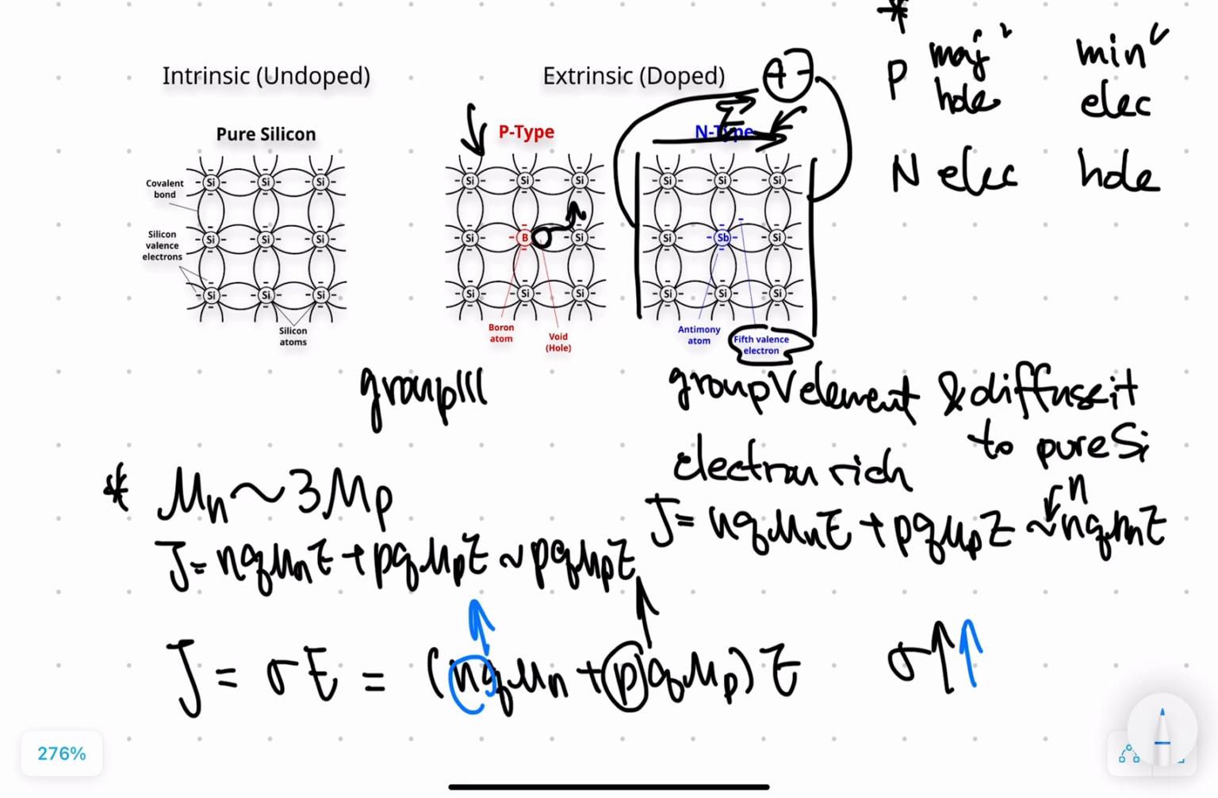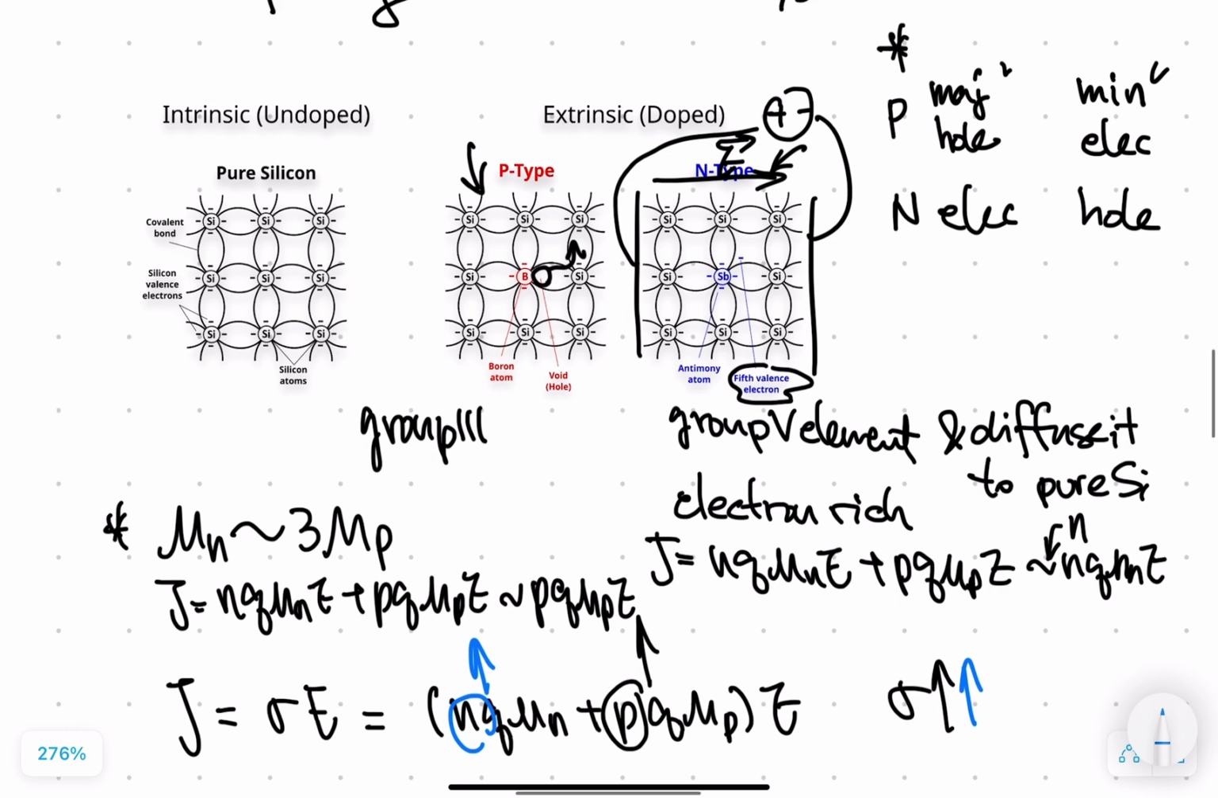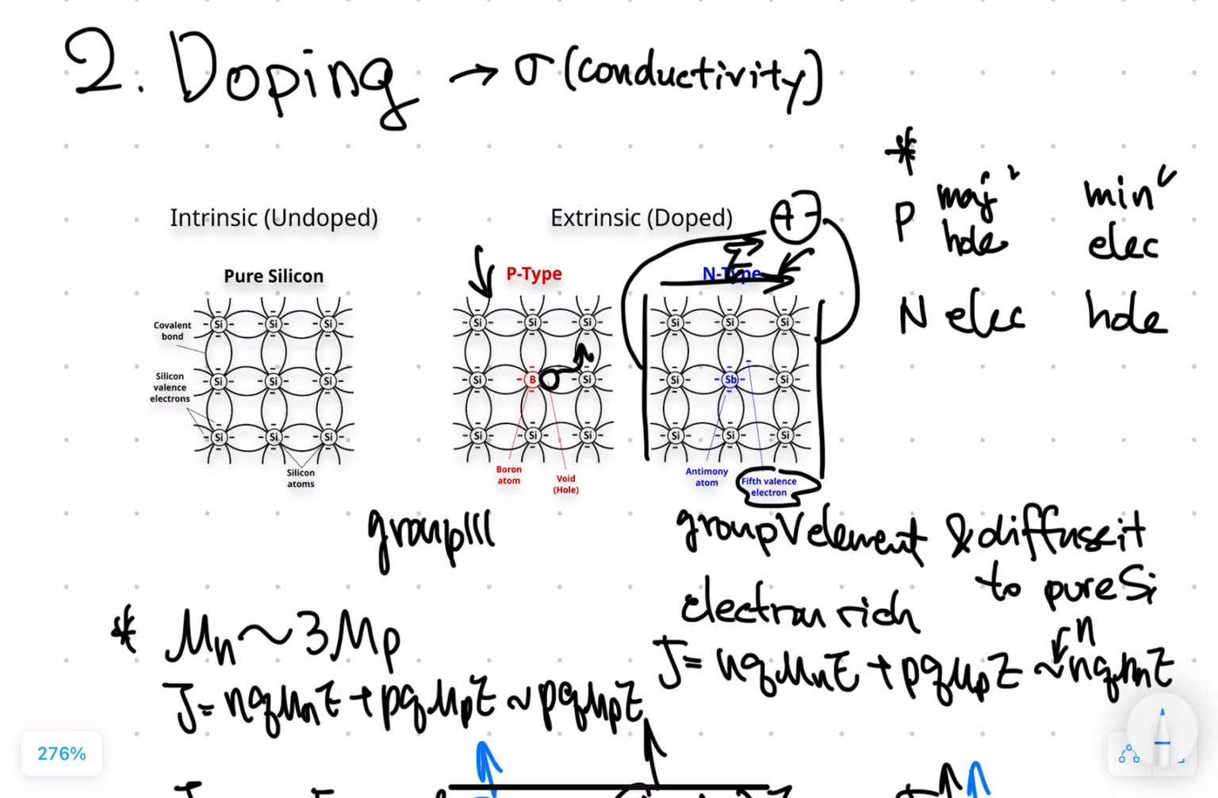So two types of process are all called doping, the p-type process and the n-type process. They're all important, so you have to remember this, and this will be the basic building block of all semiconductor devices. In the next video, we'll talk about electron and holes and space charge.